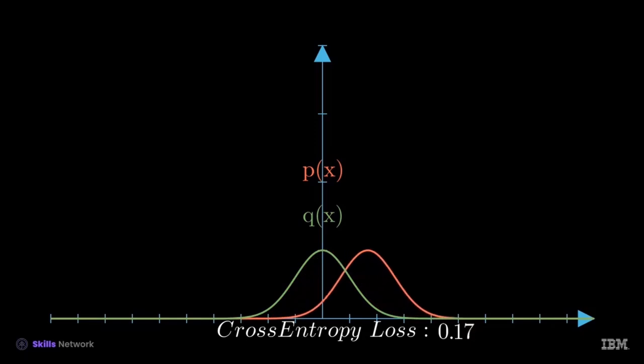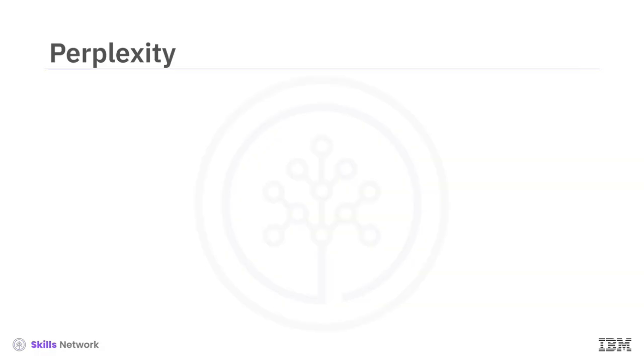Consequently, as the predicted distribution more closely approximates the true distribution, you'll observe a decrease in the cross-entropy loss, signifying an improvement in your model's accuracy. In the context of language modeling, perplexity can be seen as a measure of how surprised or uncertain the model is when predicting the next word in a sequence.